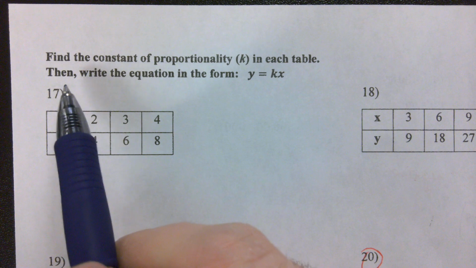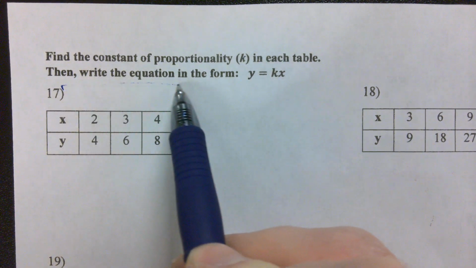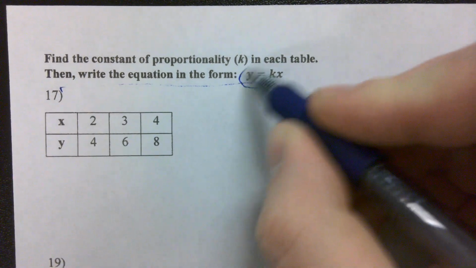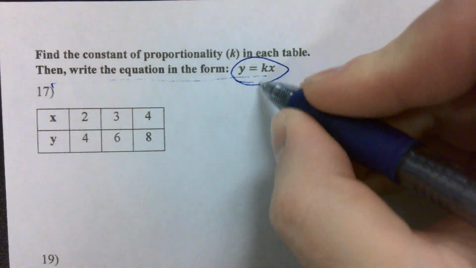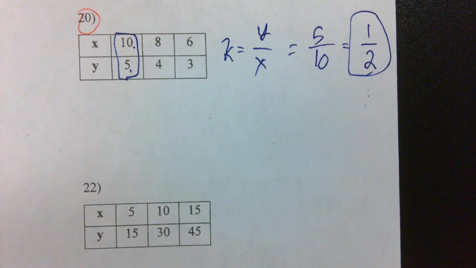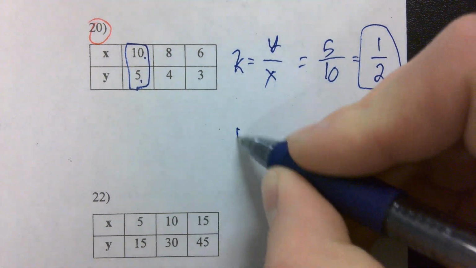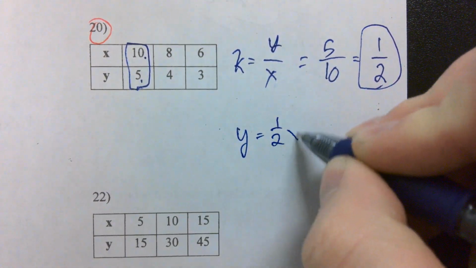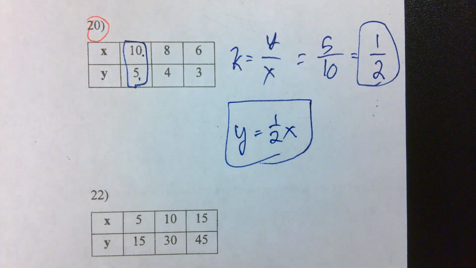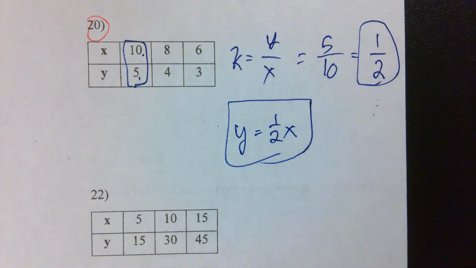Then make sure you did this second part. Write the equation in the form y is equal to kx, where we replace that k with the k that we found. If k is 1/2, my equation will be y is equal to 1/2 x. So you should have 2 answers circled for those 6 on the back. The k value and the actual equation.